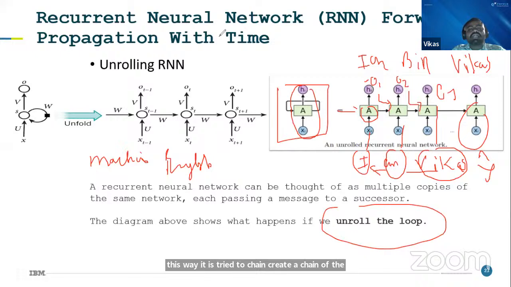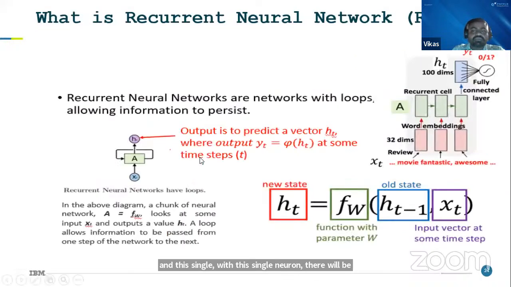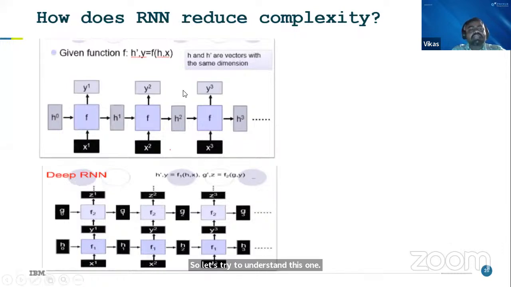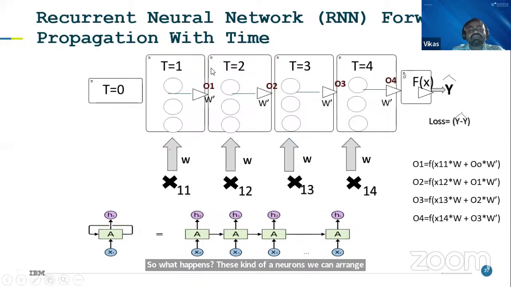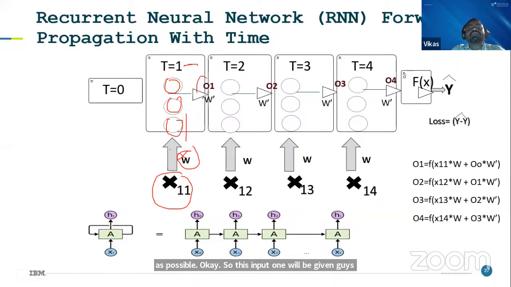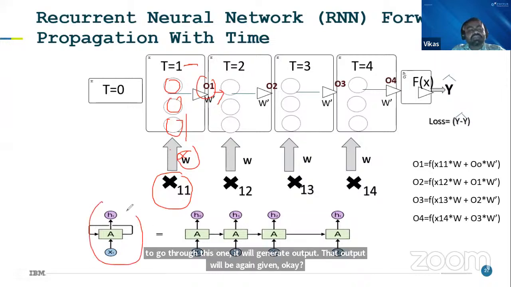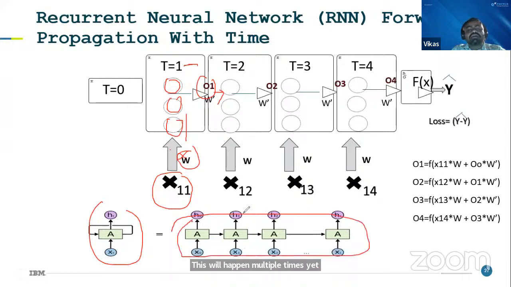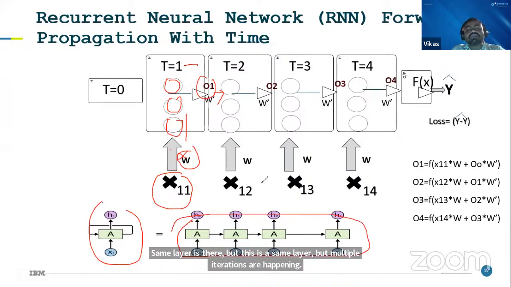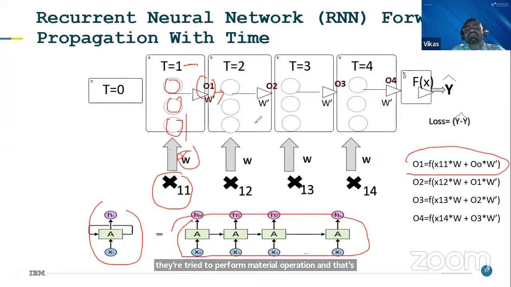Yes, guys. One single neuron architecture is there, and there could actually be multiple neurons in the architecture. So let's try to understand this one. What happens is we can arrange these neurons here, and I can tell you the actual neuron operation. See here, one neuron could be there, or there could be multiple neurons. This input one will be given, and it will get multiplied by the weight, go through this one, and generate an output. That output will be given again. This will happen multiple times, guys. It is the same layer, but multiple iterations are happening. Rather than taking multiple neurons, they perform multiple operations, and that's how you get the output here, guys.